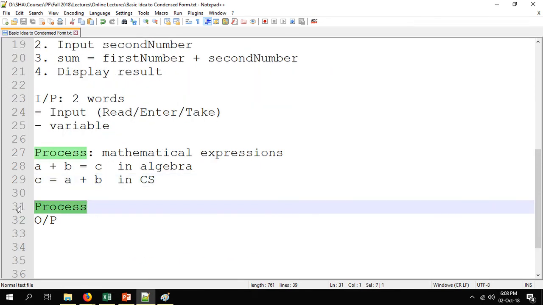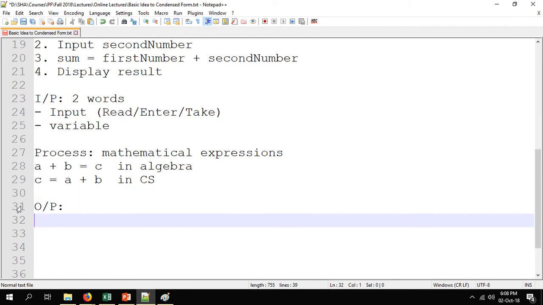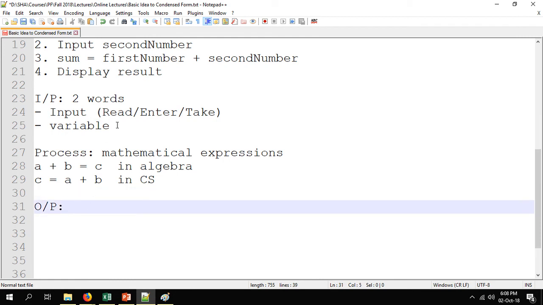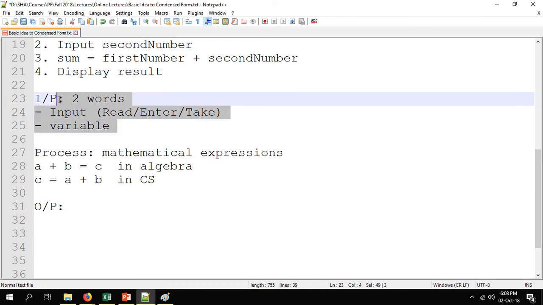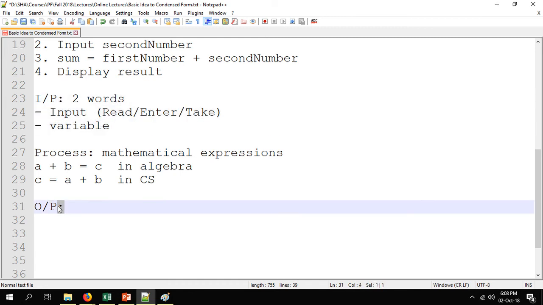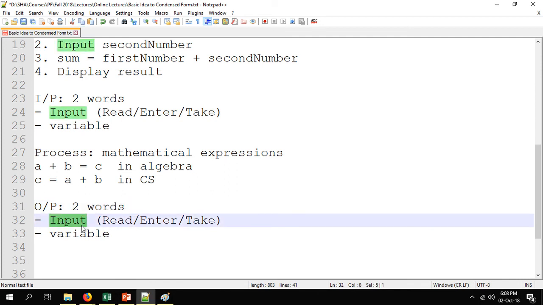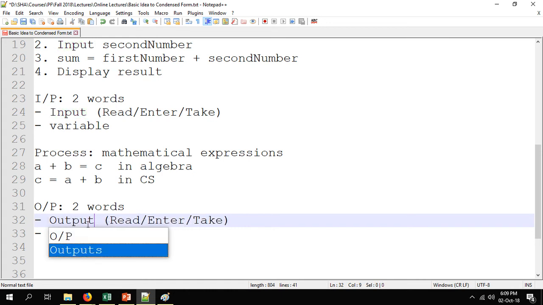All right, now let's discuss the rules for the output step. The output statements or steps in the condensed form have very similar rules to the input. That's why I'll just copy paste. Output statements must also have two words only. And the difference is, instead of input you'll write output.